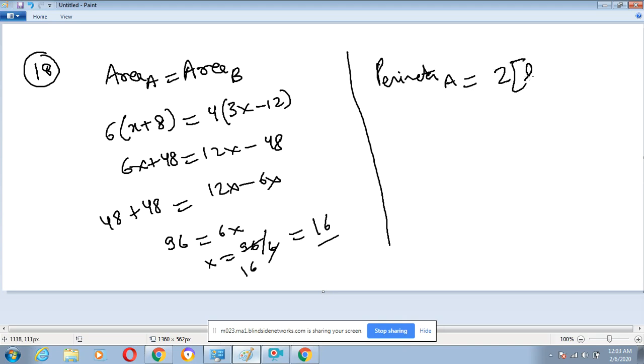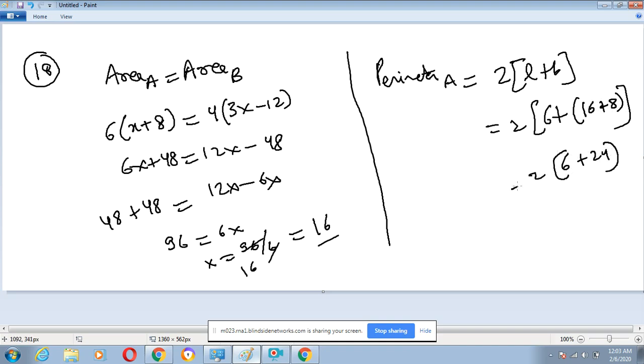2 into L plus B. 2 into 6 plus 16 plus 8. 16 plus 8 is how much? 24. Yeah, so 6 plus 24, 60. Understood? Similarly, you can do it for B.